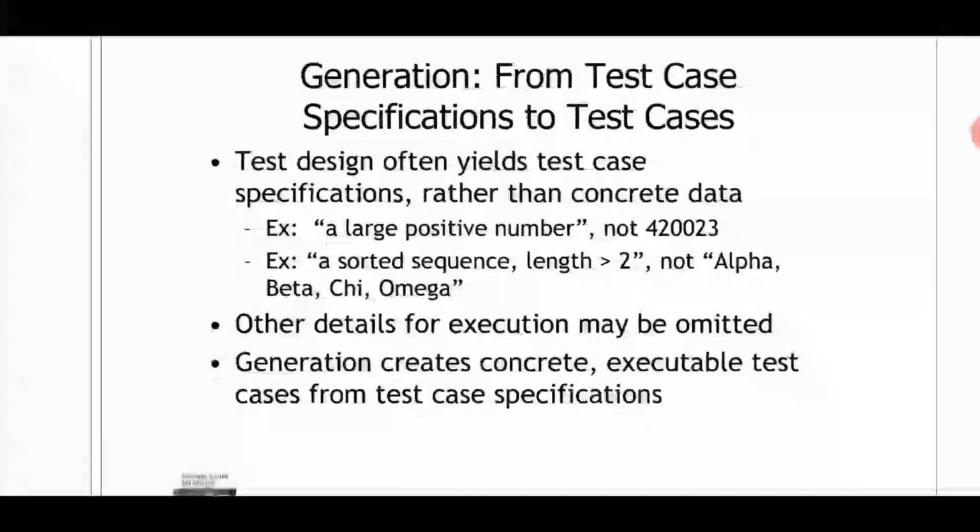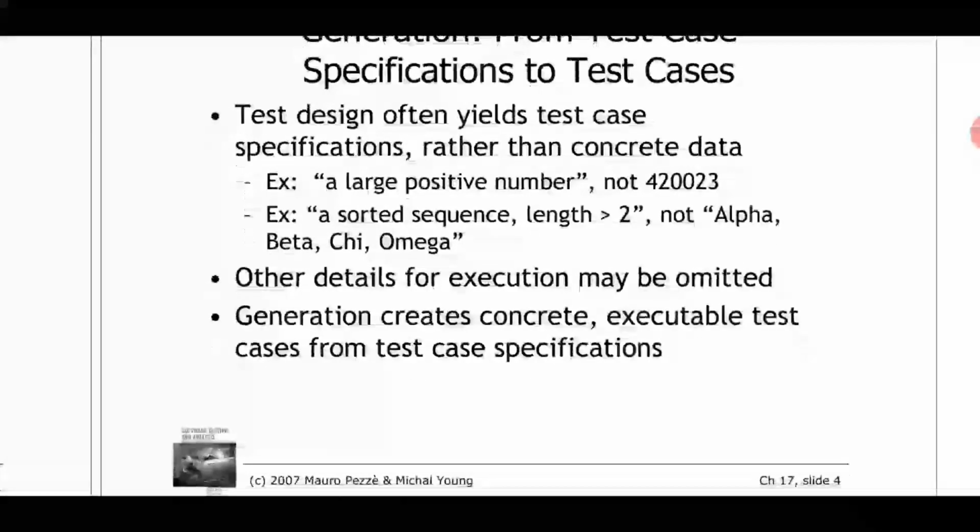This test design often yields a specification of a test case rather than concrete data. For example, a large positive number. We write "a large positive number," not something like 420023. A large positive number is a specification, while writing 420023 is concrete data. Even though the two are the same, writing the specification is more general than writing the actual number.